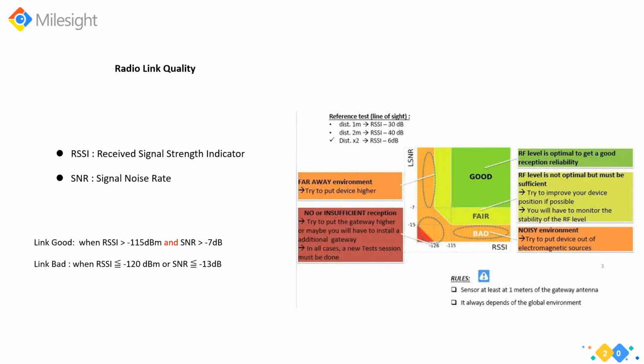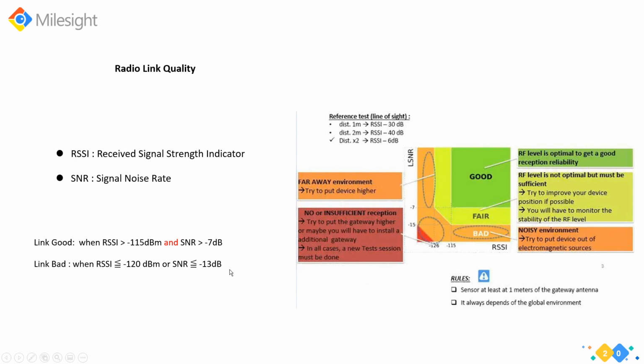And here I'd like to share some data with you. A radio link can be considered good when the RSSI is higher than -115 dBm, and at the same time the SNR is higher than -7 dB. And when RSSI is lower than or equal to -120 dBm, or SNR is lower than or equal to -13 dB, the link quality can be considered bad.